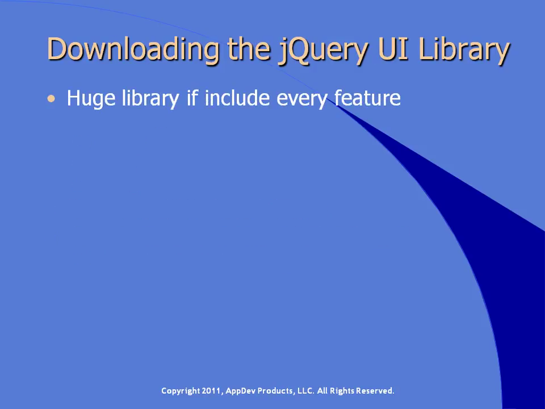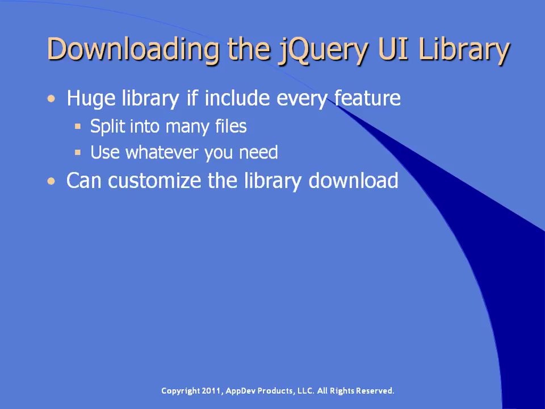The jQuery UI library is huge if you include every feature. It's unlikely that any single website project is going to use them all, so the library is split into many files, and you can use whatever you need within a web page. In order to customize the library, the jQuery UI website lets you build a custom download package with only the elements that you need. You can also select a theme as a starting point for customizing it to your needs. So let's see how you can download that library from the jQuery website.